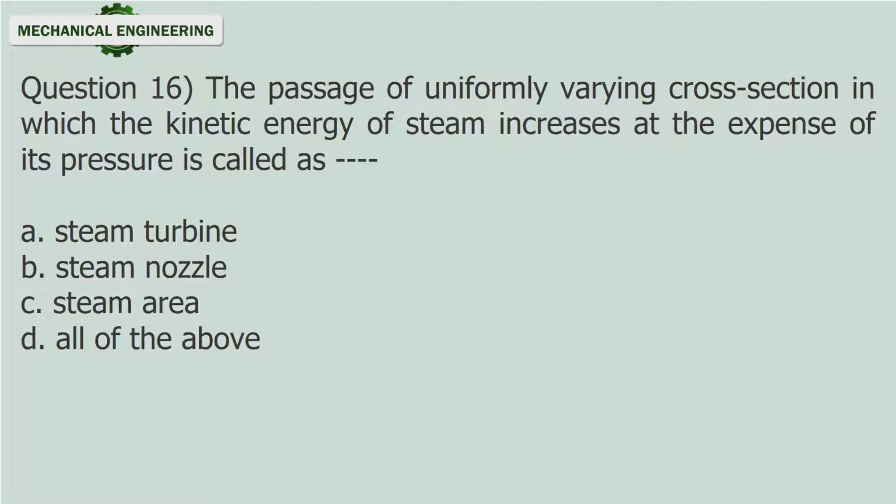Question 16. The passage of uniformly varying cross-section in which the kinetic energy of steam increases at the expense of its pressure is called as fill in the blank. A. Steam turbine. B. Steam nozzle. C. Steam area. D. All of the above.